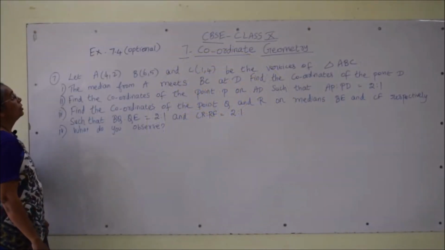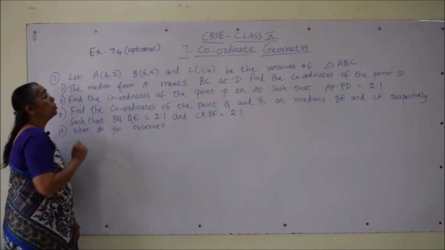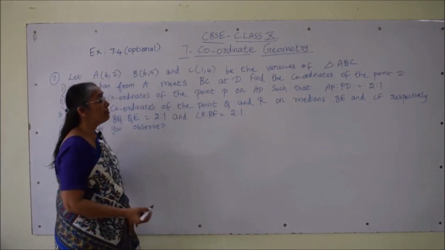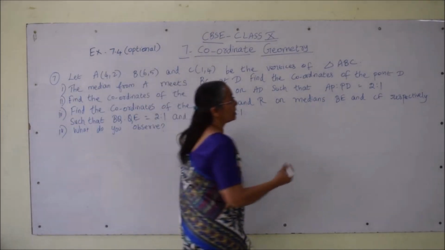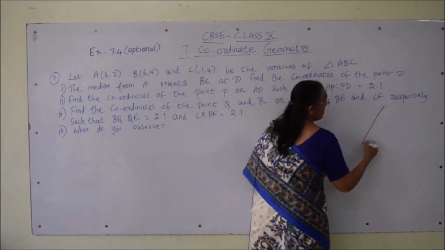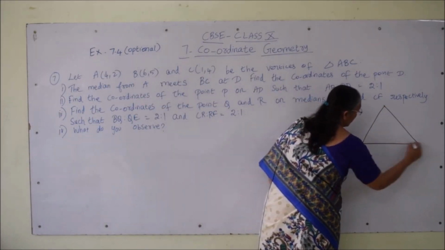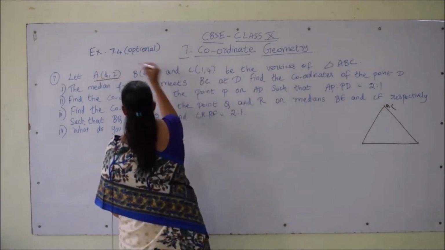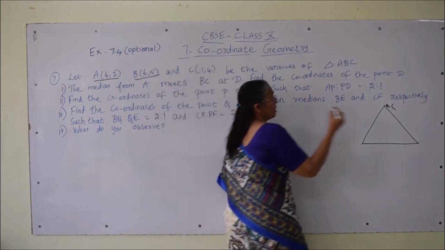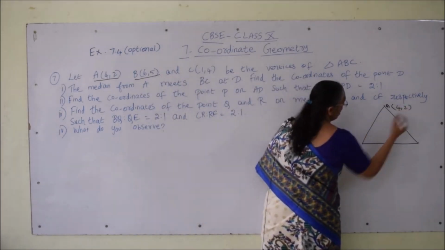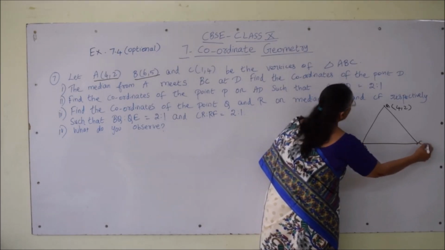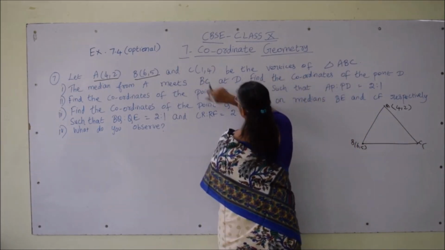Seventh problem, let A 4,2, B 6,5 and C 1,4 be the vertices of triangle ABC. Let ABC be the triangle. Here A vertex is given as 4,2, B vertex 6,5 and C vertex 1,4.